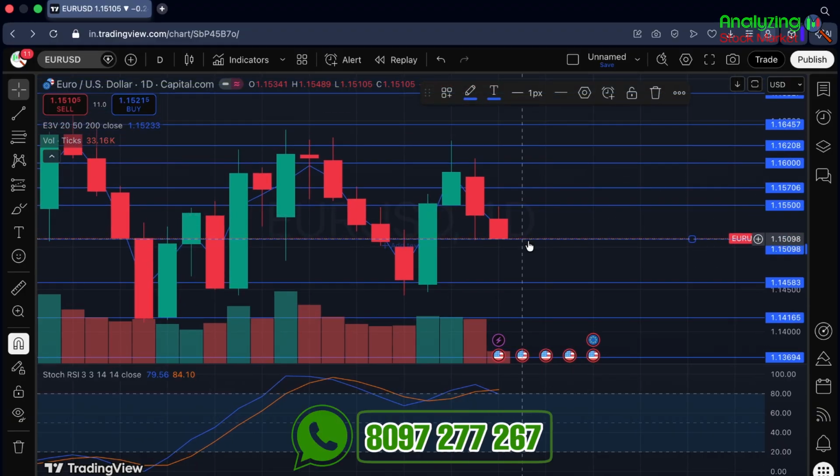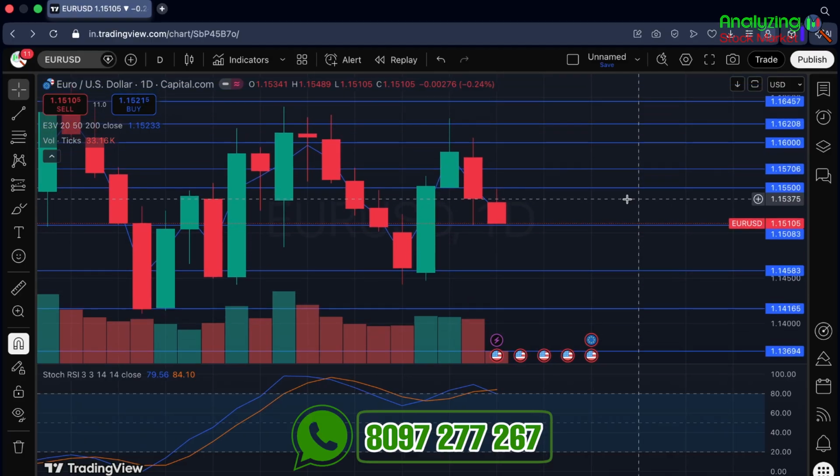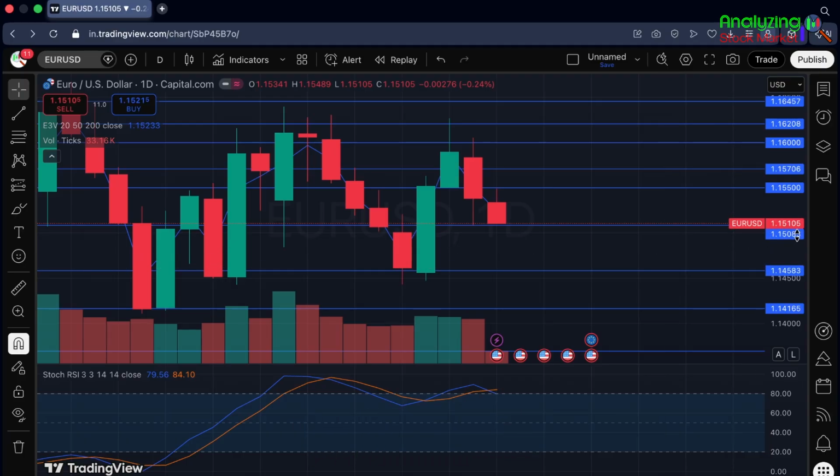So here, important support zones and resistance zones are already marked. So currently we don't need to mark any new levels. Let's straight away talk about the closing first. So here 1.15105 is the closing. Here the direct support is 1.15083 and the direct resistance is 1.15500.